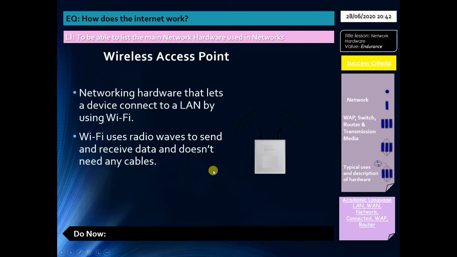A wireless access point. Networking hardware that lets a device connect to a LAN by using Wi-Fi. Wi-Fi uses radio waves to send and receive data and doesn't need any cables. A quick hint here, Wi-Fi means wireless fidelity. It's actually a brand. It's not a defining part of the technology. It was a brand given to this type of technology. But it's to do with sending and receiving data using radio waves.